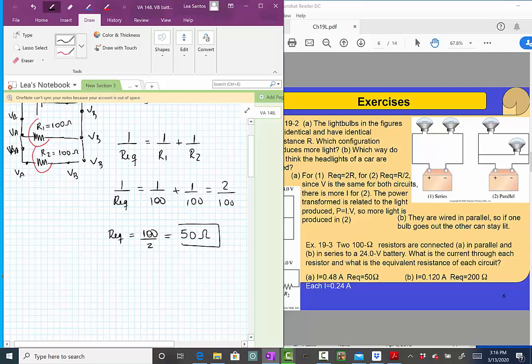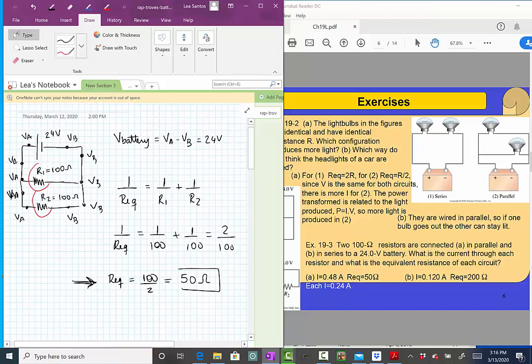So again, you see the equivalent resistance in a circuit that is in parallel is smaller than each individual resistance. Now it becomes easier for the current to flow because it has more paths, more channels to flow. Okay, so we answered the first question, which was, what is this equivalent resistance? Okay, but there was another question, which was, what is the current through each resistor?